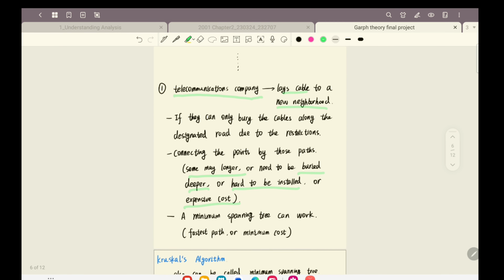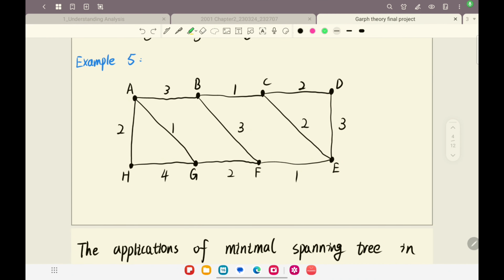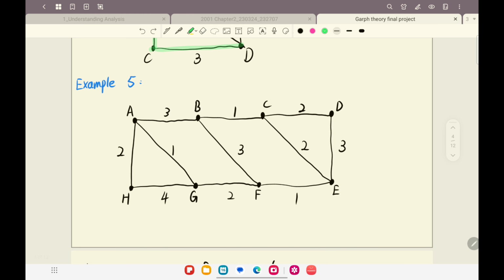And let's go back to our example 5. It's also easy to find. We can find AG, BC, FE, and there's AH, right? GF, and CD, also CE. And the next part is, yeah, I think we finished, right? It contains all the vertices and there's no cycle.